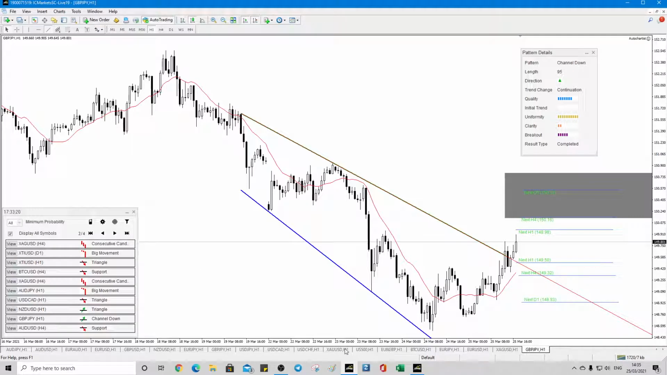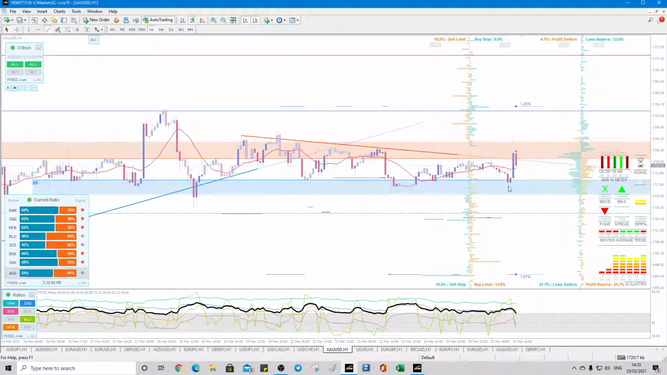Have a look at gold. So it's quite volatile. We had a big spike there, $17 last hour, and now we're falling, so we're back below that support. For gold, the SLC above is 1755 and below 1694.